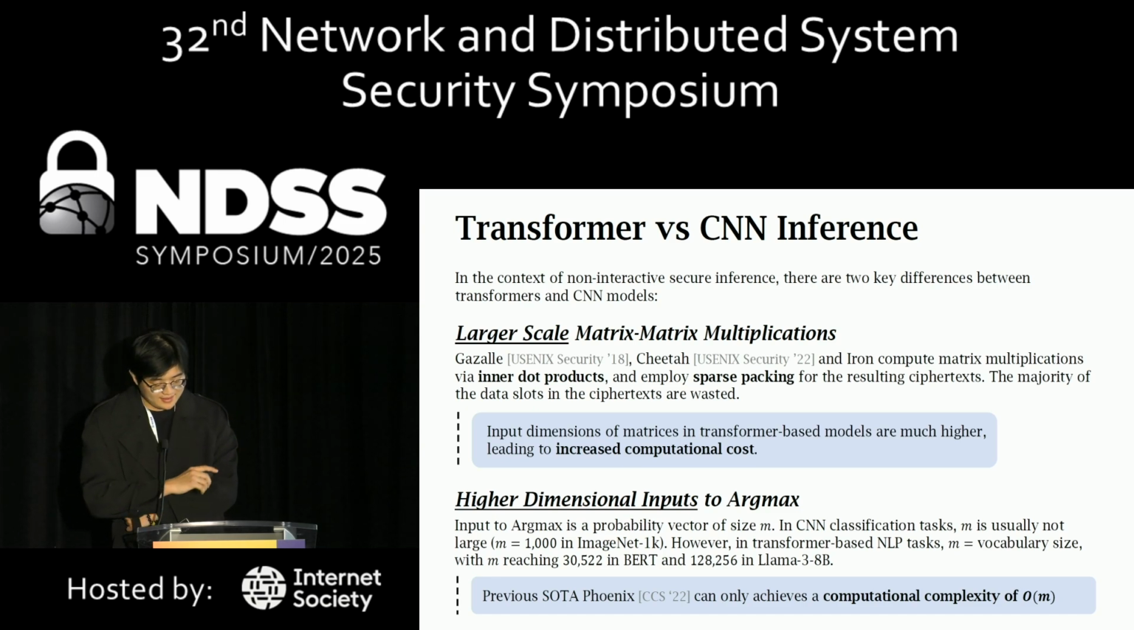In CNN classification tasks, m is usually not very large. For example, m is 1,000 in ImageNet 1K. However, in transformer-based NLP tasks, m is the vocabulary size, which is over 30K in BERT and over 100K in Llama 3 8 billion.